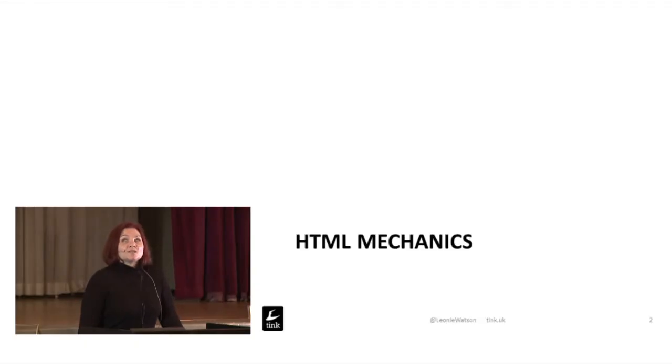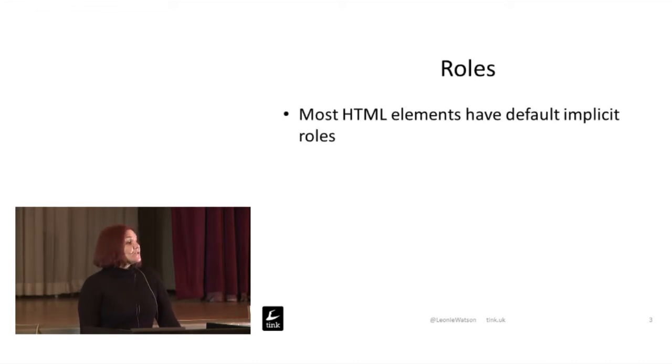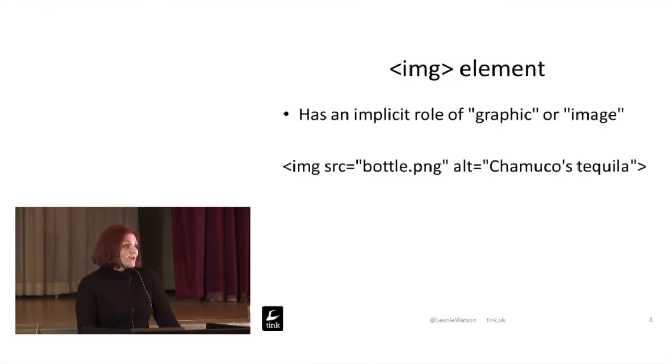So HTML mechanics. When we use HTML, you may not be aware of it, but a lot of stuff happens within the browser without you having to do anything other than write basic, good quality HTML. One of the things that happens is when you choose to use an HTML element, the browser knows what that element is, and it understands what role it fulfills, i.e. what it does. So for example, if you use the image tag, a browser will know that it represents an image, and depending on the platform the browser is being used on, it'll tell assistive technologies that they're dealing with a graphic or an image.